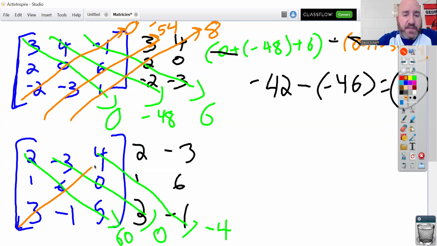Then going back bottom left to top right. 3 times 6 times 4. Again, whatever order. 3 times 4 is 12, times 6 is 72. Or 3 times 6 is 18, times 4 is 72. Or 6 times 4 is 24, times 3 is 72. Punch it on your calculator, however you do it, but you get 72. -1 times 0 times 2 is 0. 5 times 1 times -3 is -15.